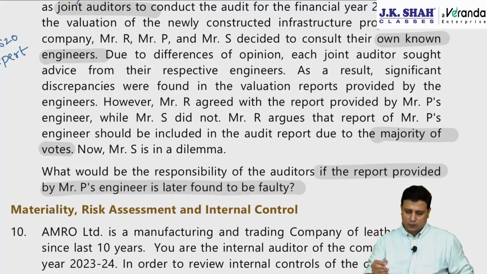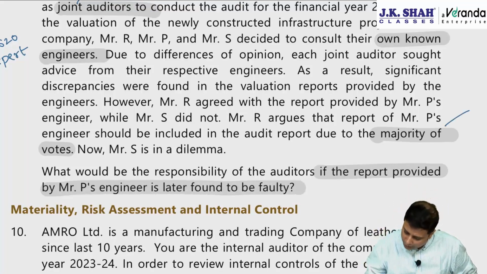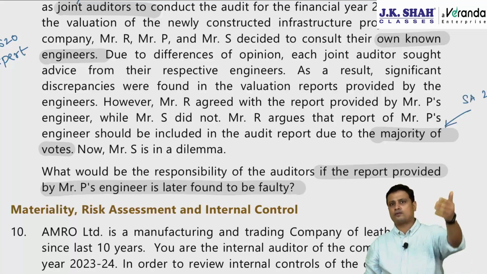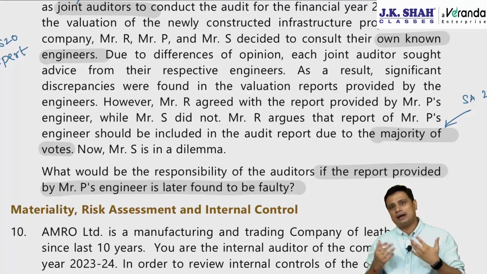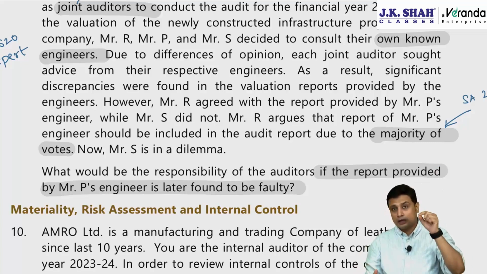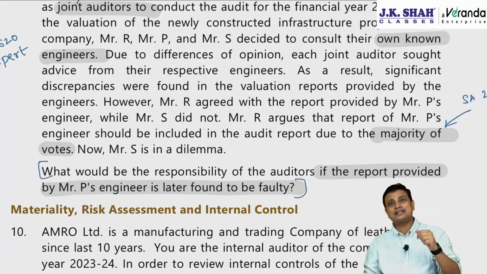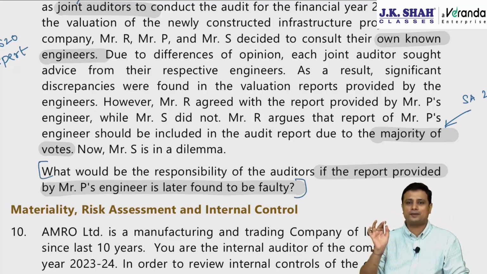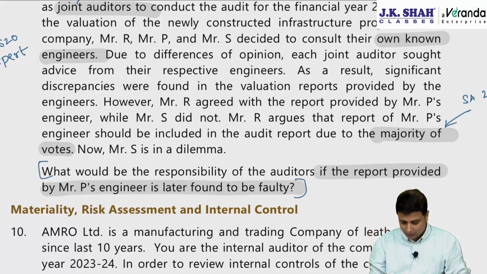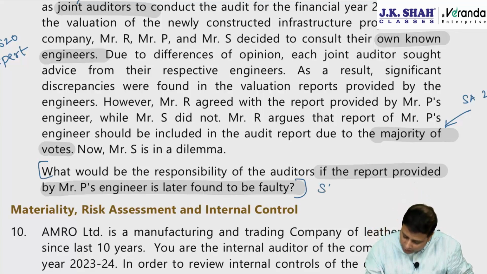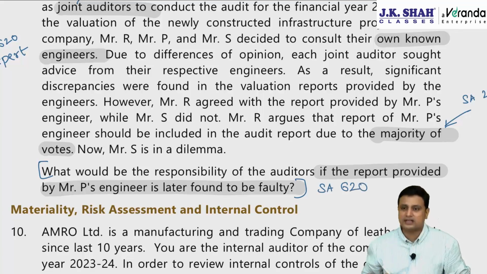So now when you read the question, because of this particular line, you might think this question is talking about SA 299, big majority of the votes. So in SA 299, every auditor gave his separate report. But here you focus on the last line. What is the last line asking you? What is the responsibility of the auditor if the report provided by Mr. P's engineer is found to be faulty? So here they are asking answer in context of SA 620.